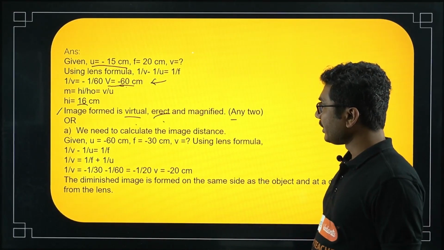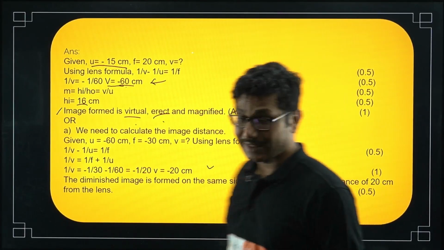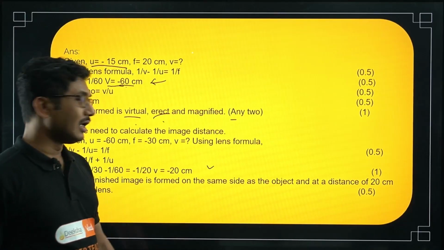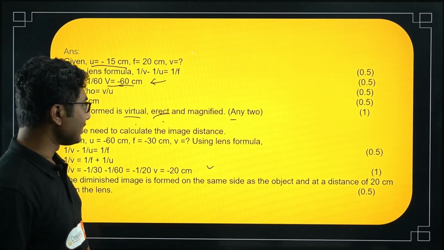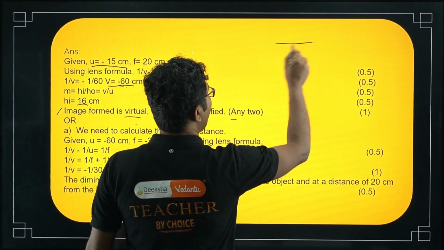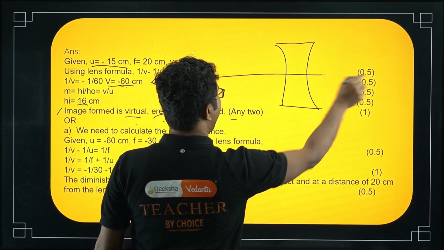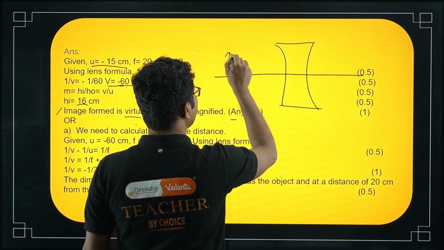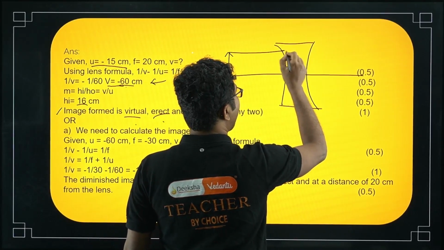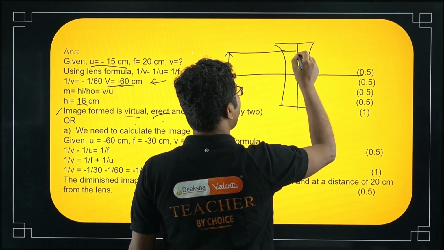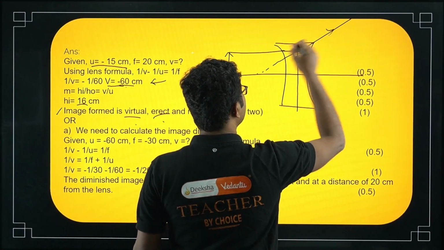Right, now we need to calculate the image distance. A diminished image is formed, and there is only one image pattern for a concave lens, right? We know that. So the image, you can draw it. So this is the object passing through the lens, it passes like this.